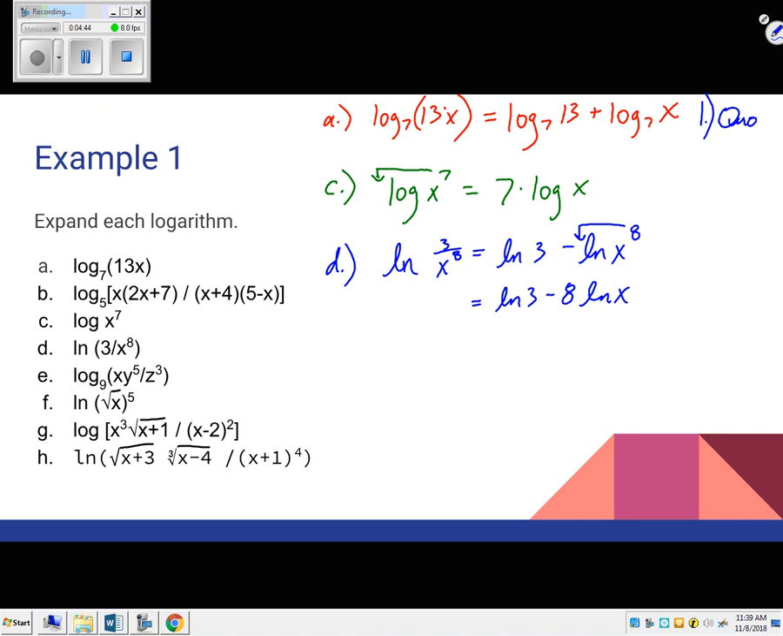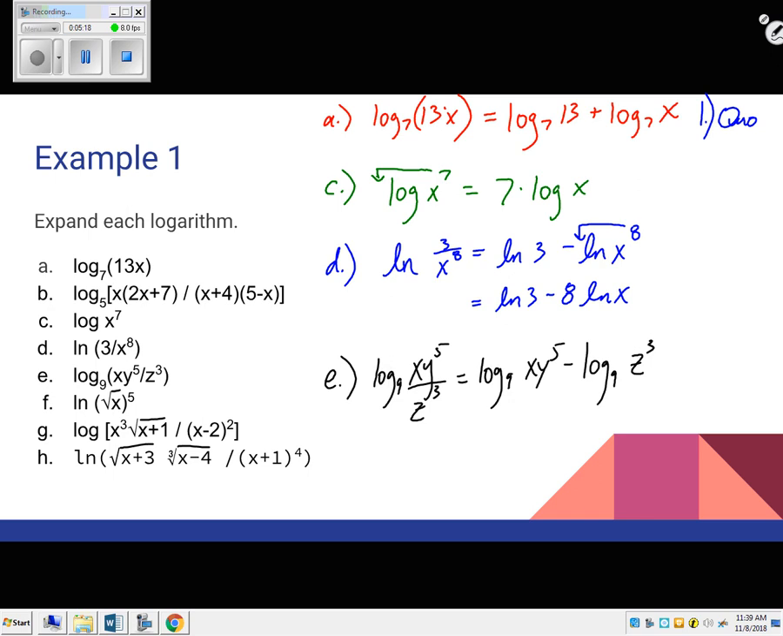Oh man, we get a little bit harder. Let's do E. Part E is I have log base 9 of x y to the 5th over z cubed. Always do that quotient property first on these. So I'm going to do log base 9 of the top minus log base 9 of the bottom.